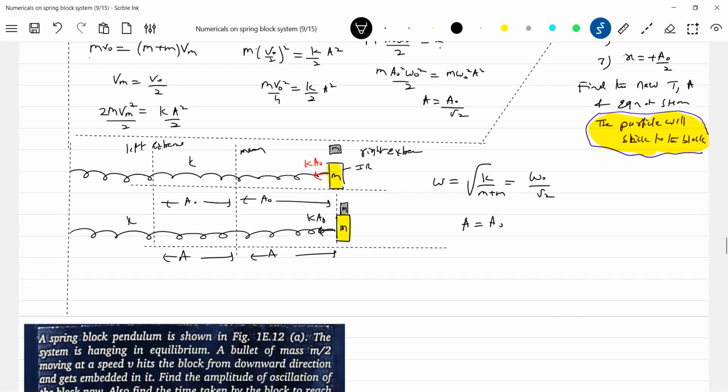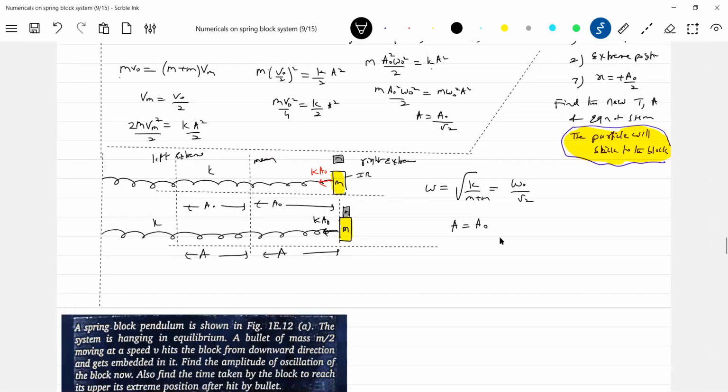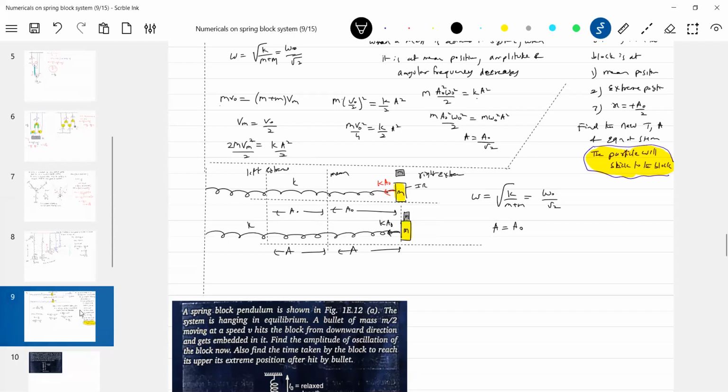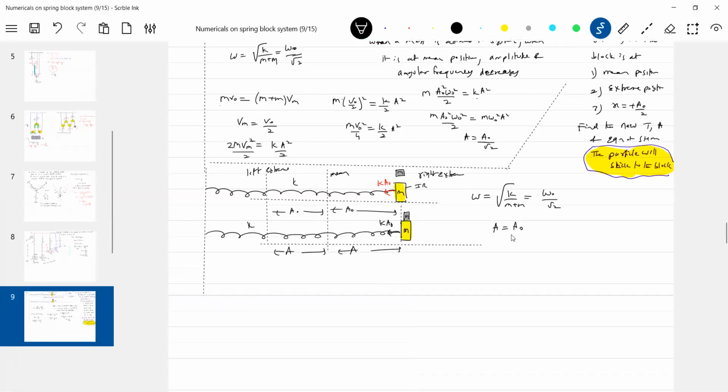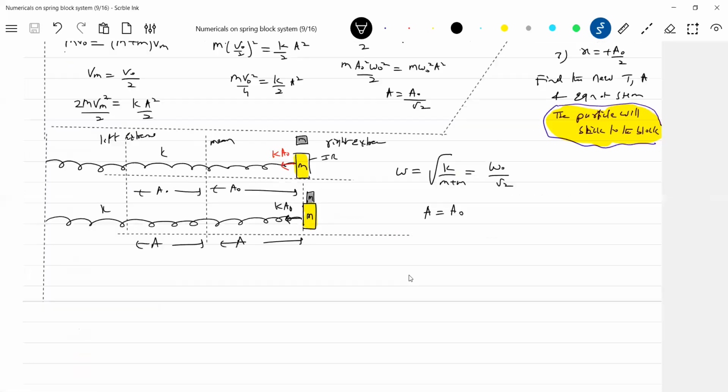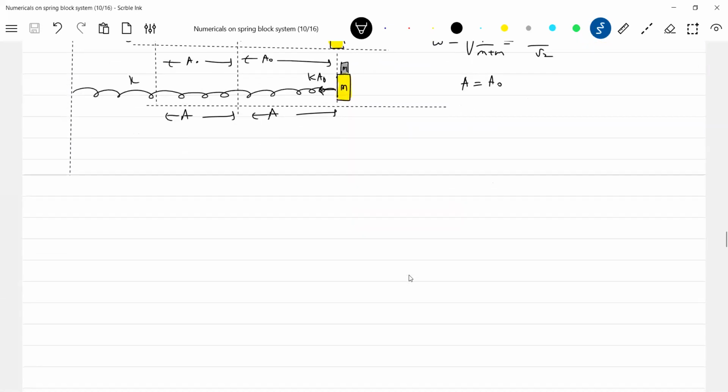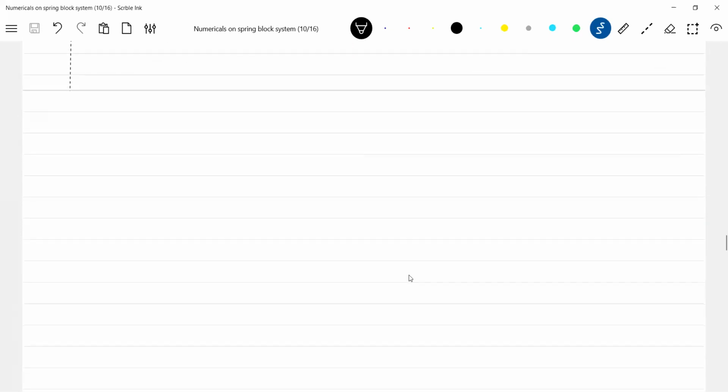So on a system, if mass gets added at extreme, amplitude will not change, angular frequency has to change. At mean position, amplitude will decrease, and angular frequency will decrease here. Okay, this is about the thing. Now look at the last part. If the mass gets added at x equal to A naught by 2, this will be very interesting for you, will really help you a lot. Okay, let's construct the diagram. I'm coming to the third part.